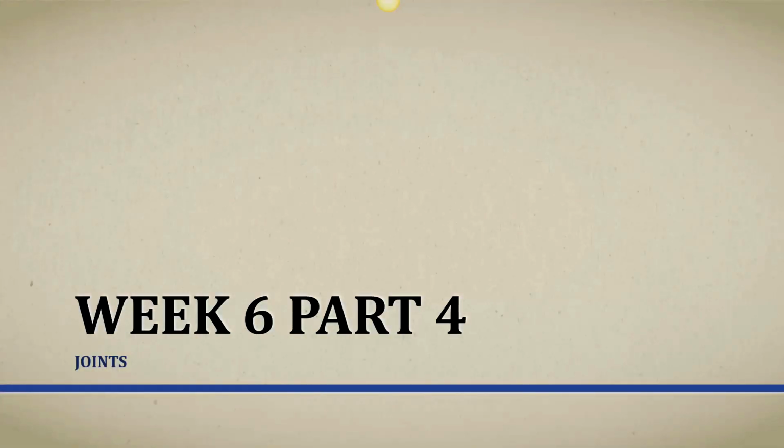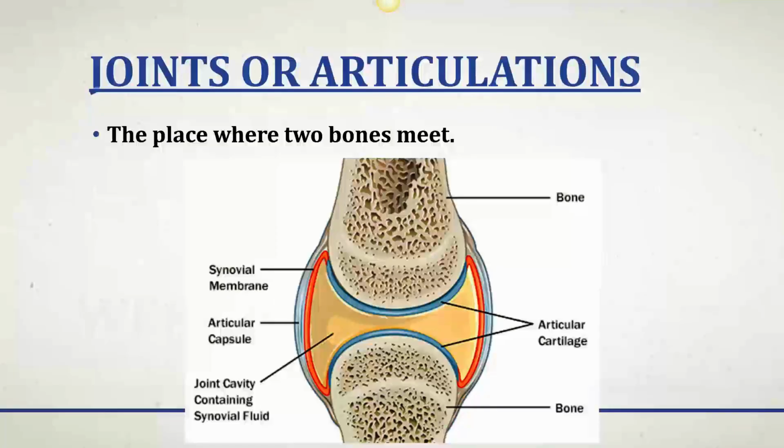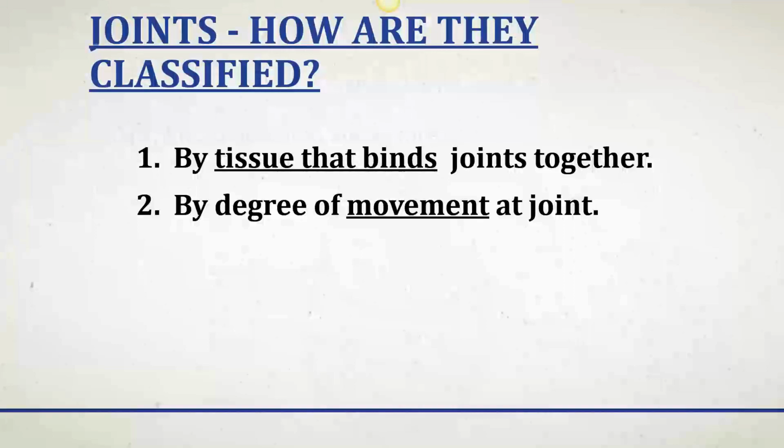This next part focuses on the joints. So a joint or an articulation is the place where two bones meet. Joints are usually given 3 names. So they're classified based on the tissue that binds them, based on the degree of movement at the joint, and then based on the specific type of joint that's found there.